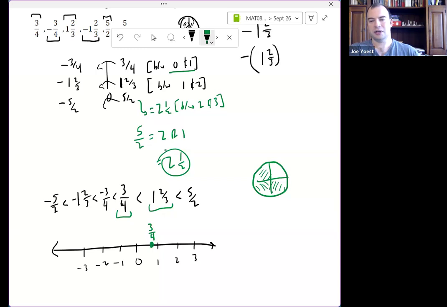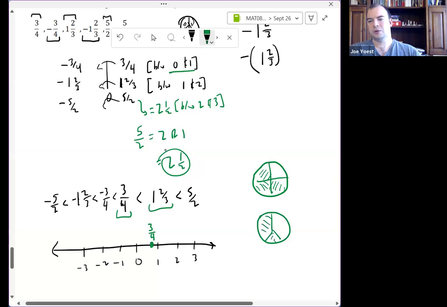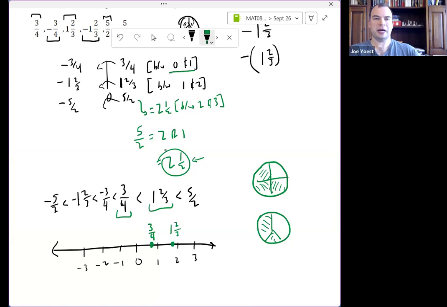Similarly, with 1 and 2/3, I have 1 whole unit plus 2/3. Well, 2/3 is more than a half. So I'll put this a little closer to 2 than to 1. And then 5/2 or 2.5 is right smack between 2 and 3. So I'll put that right in the middle. 5/2.